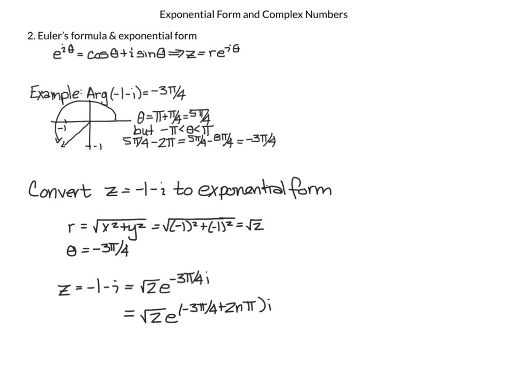So r is equal to the square root of x squared plus y squared. In this case, x is equal to minus 1, so that's minus 1 squared, and y is equal to minus 1. So what we get is square root of 2 for r. As I said, we already found theta over here is negative 3 pi over 4. So z equals negative 1 minus i in exponential form is equal to the radius r times e to the minus 3 pi over 4 i. Technically, you can add any integer times 2 pi to the negative 3 pi over 4 and still get z. But this would be our principal value, using our principal angle.